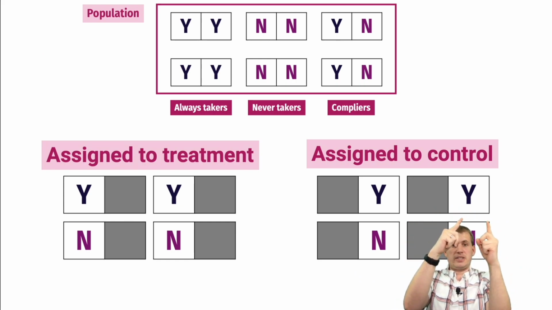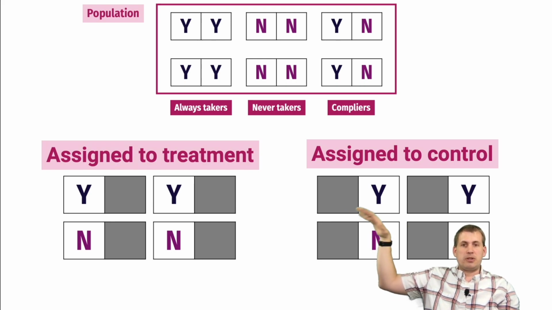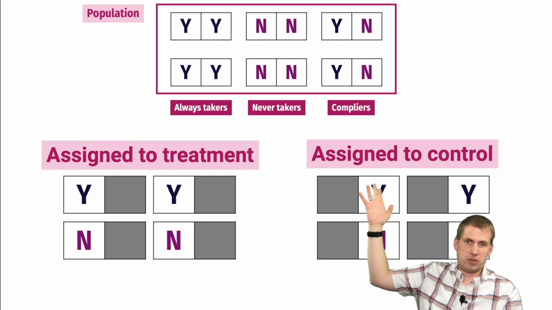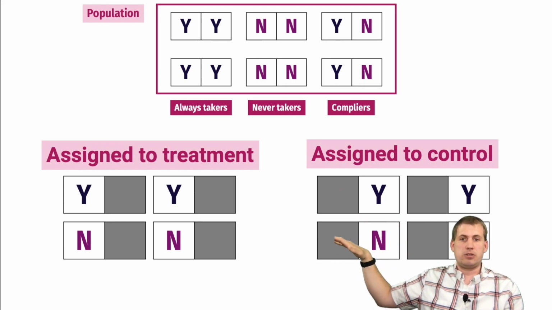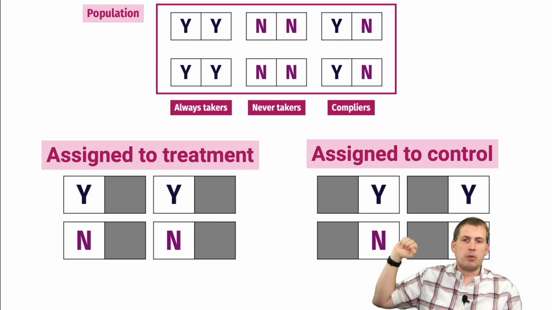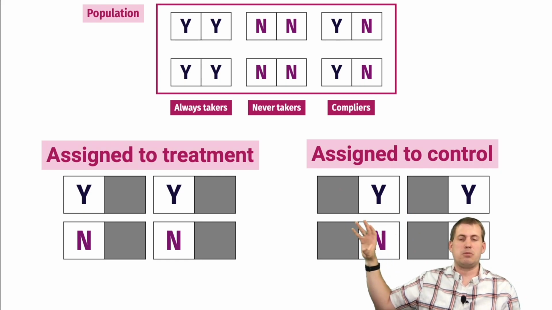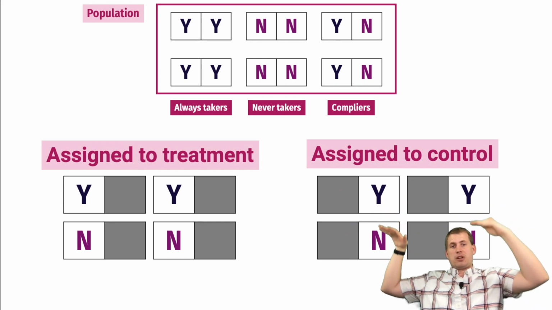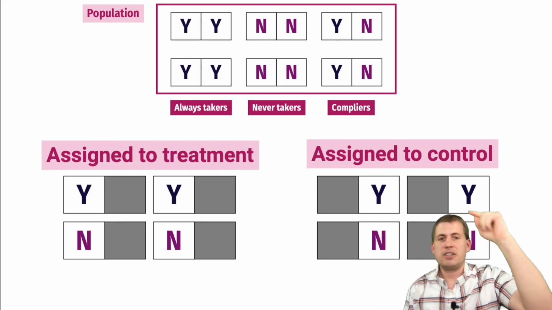these people did it. They did the treatment even though they were assigned to control. If we look at assigned to treatment, that first row, those two people, they did the treatment because they were assigned to it, and so they obeyed. And then the second row here, they did not do the treatment even though they were assigned to it. So our goal here, we want to find the effect of this treatment on just the compliers. So what we need to do is figure out who of these people are compliers and just look at them. The tricky part though is it's hard to figure out who the compliers are.